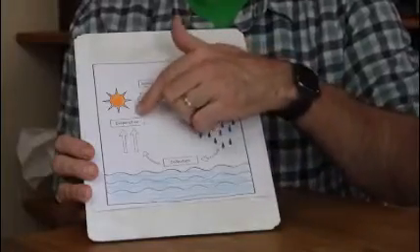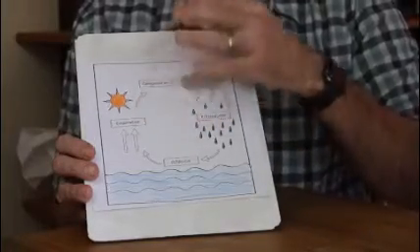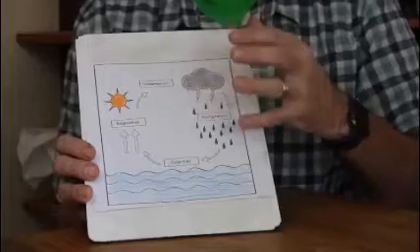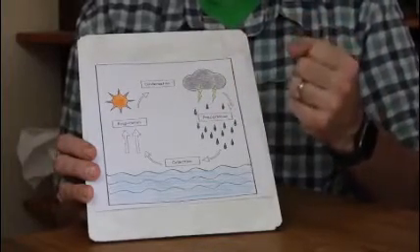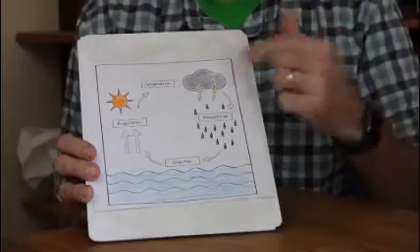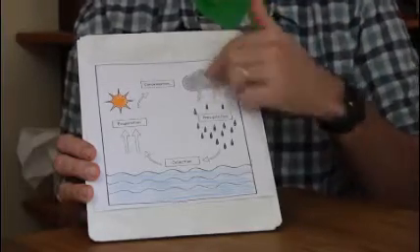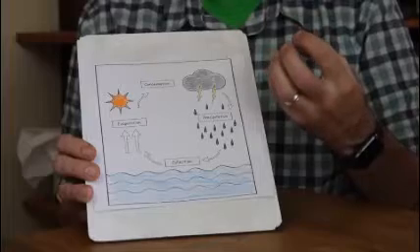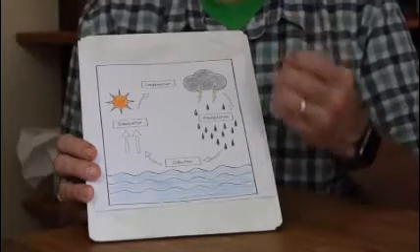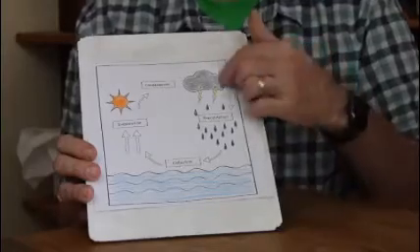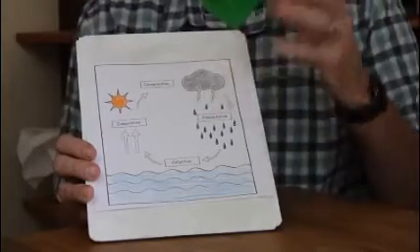Well, as the water goes up into the air, the cold air up in the sky causes it to group together, or condensation. It condenses into a cloud. The cold air causes it to cause condensation. Can you guys say that? Condensation.